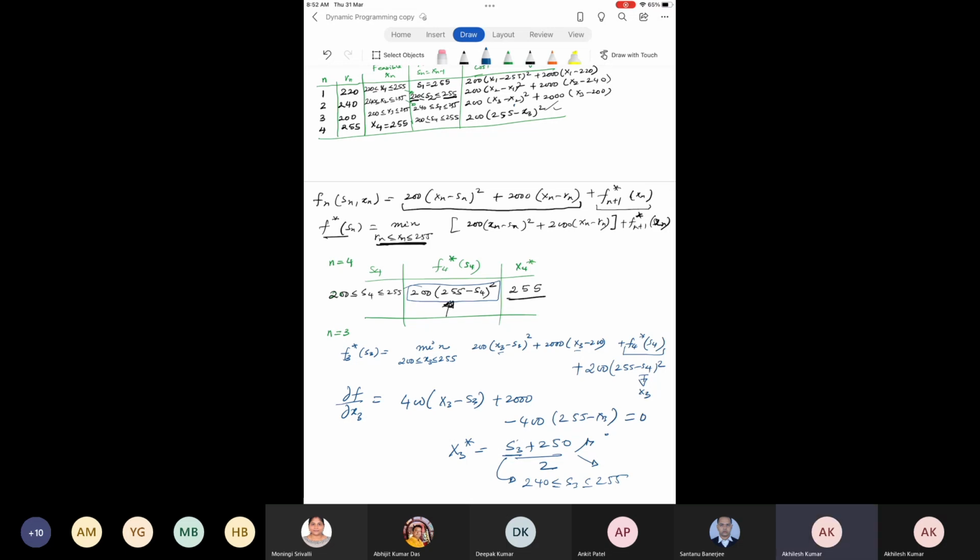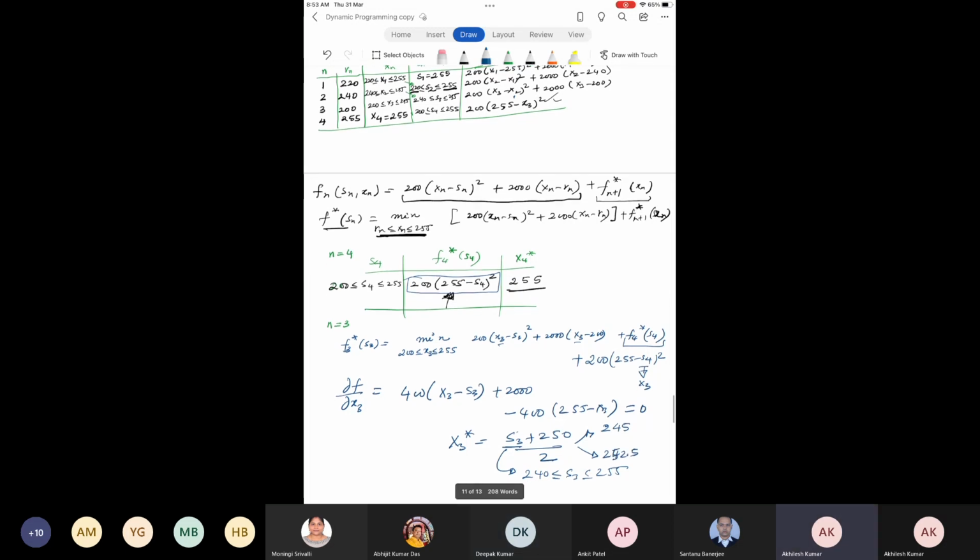Use the extreme values and tell me what is the possible range of X3 star. 245 and 252.5. 245 and 240, 252.5. What is the range of X3 we already know? Between 240 and 255. So this is satisfying this one?